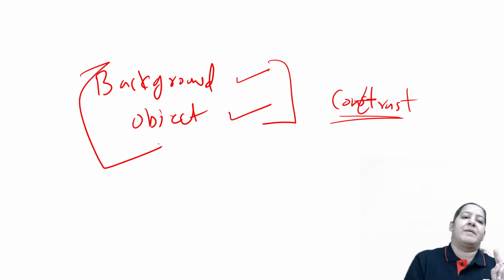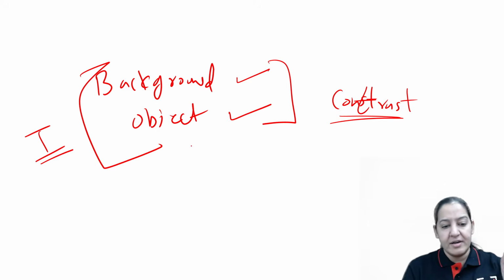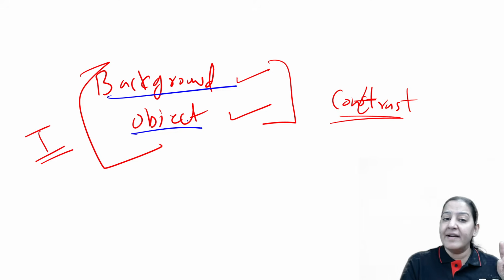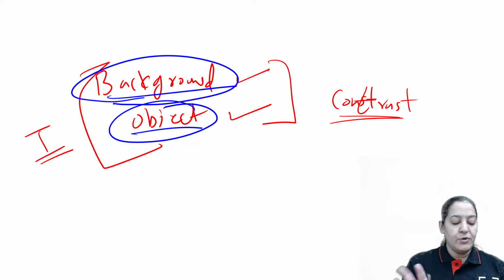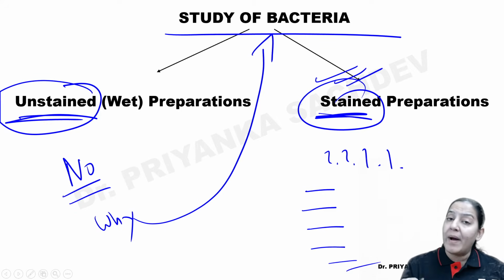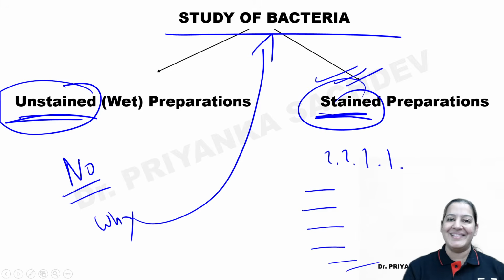If both of them are transparent, you cannot see that. You cannot see a transparent object on a transparent background. Currently the bacteria are transparent and the background slide is also transparent. So you cannot see it directly, right? That's why staining is required to provide contrast. The answer is contrast. We want to provide contrast. Okay? So that is the thing.